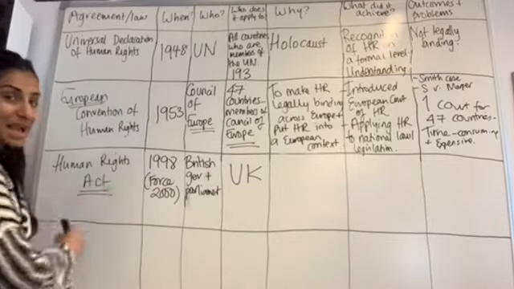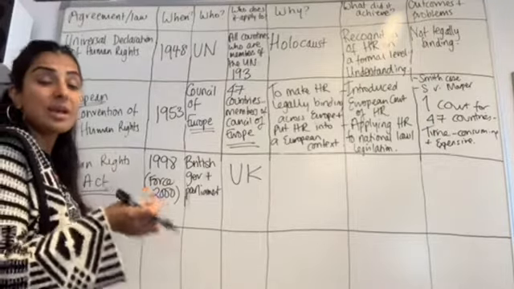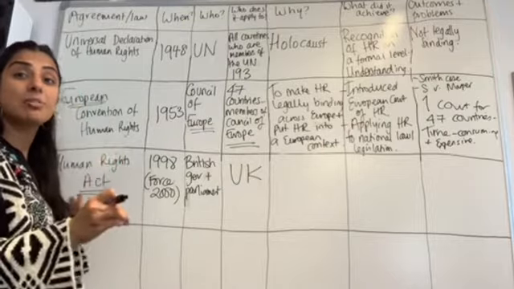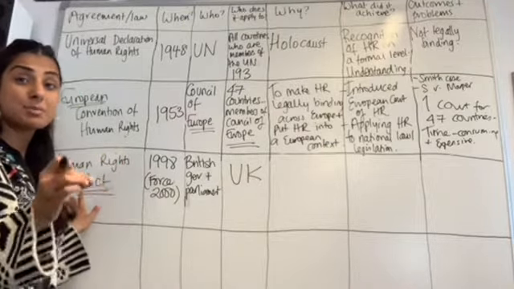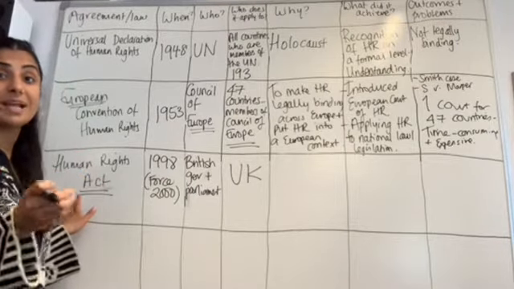Remember, anything that has Act at the end of it suggests that it's a piece of legislation, a piece of statute law. Statute law is written law. These are laws that are debated and discussed in Parliament and written down. This means that these pieces of legislation only apply to the UK because they've been debated and discussed by UK Parliament and agreed by them.